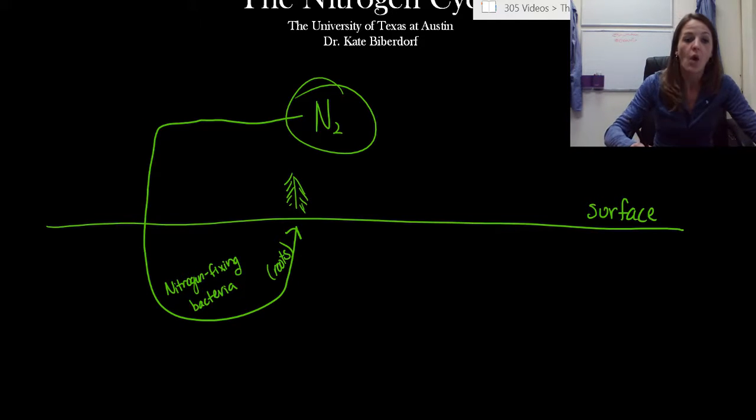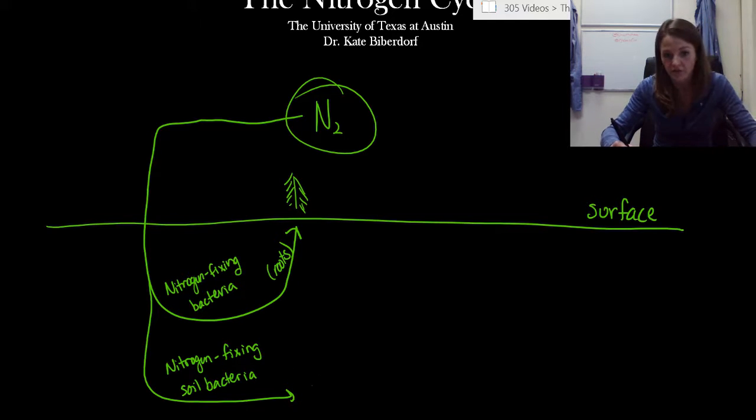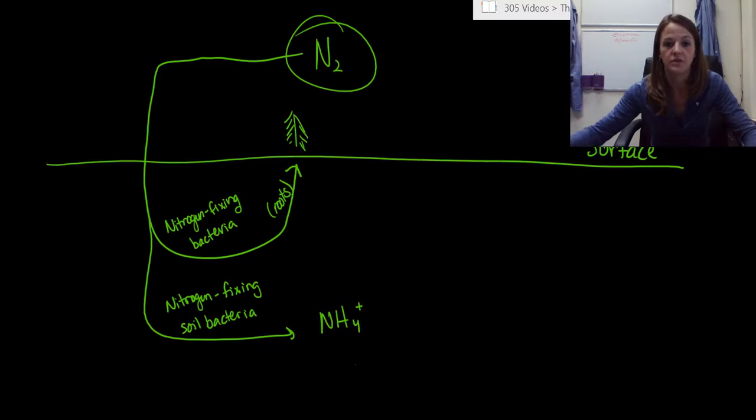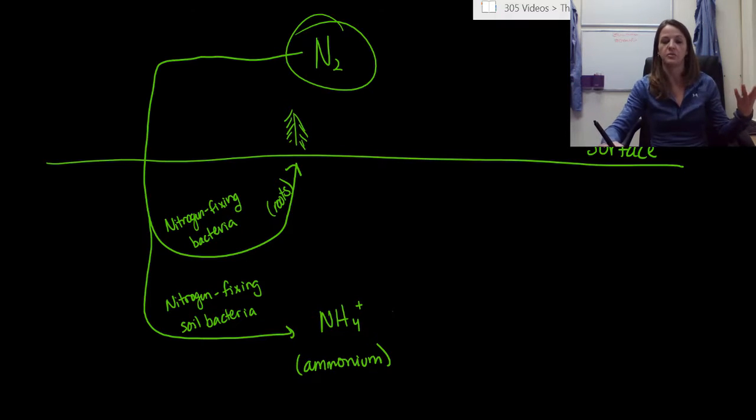So this is really neat. Or what can happen is it can come straight down here and interact with something called nitrogen fixing, so they both start with the same label, but this one is actually called soil bacteria. What this bacteria does is it takes nitrogen gas and converts it to our ammonium ion, NH4+. This is called ammonium, for those of you that are unfamiliar with it.